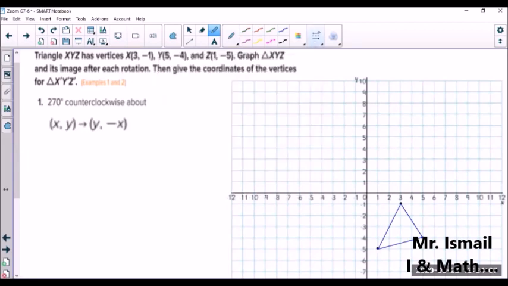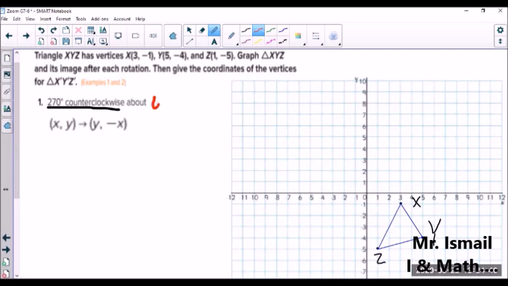This point 3, 1 is point E. 5, -4 is Y. Sorry, this is X, and 5, -4 is Y. And Z is 1, -5. This is Z. Let's rotate this one. I want to rotate it 270 counterclockwise. You see 270 counterclockwise. I will convert counterclockwise to clockwise.